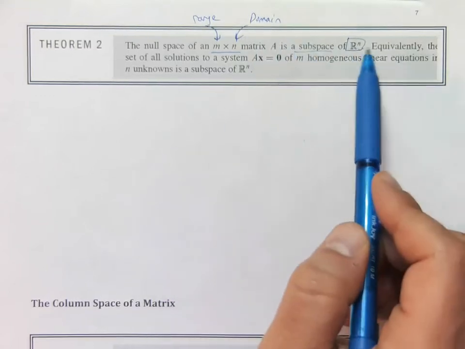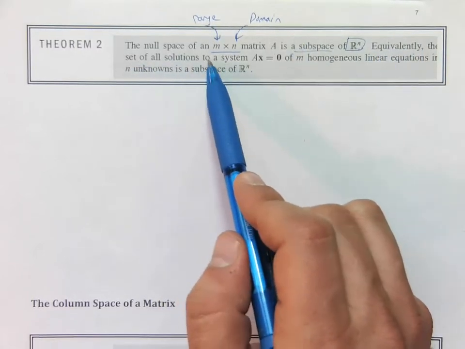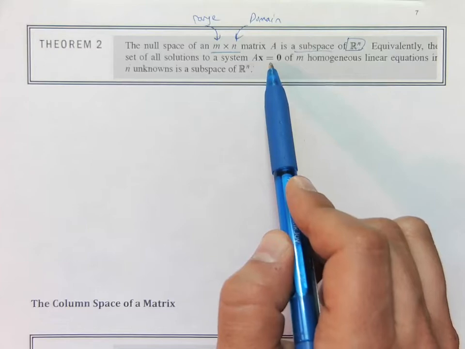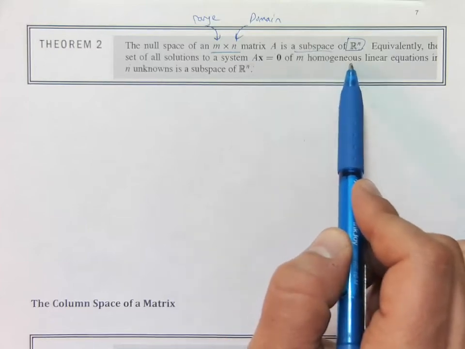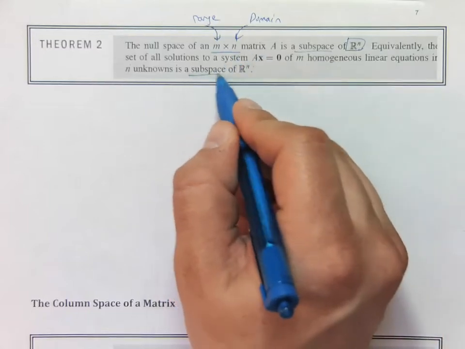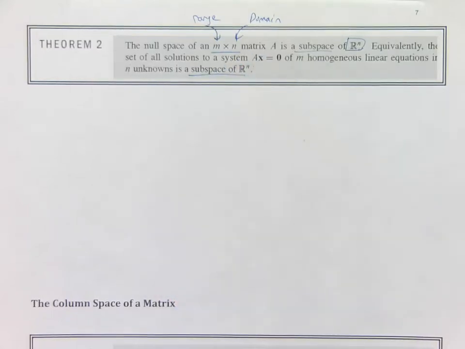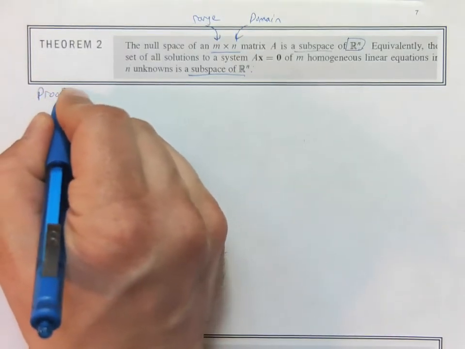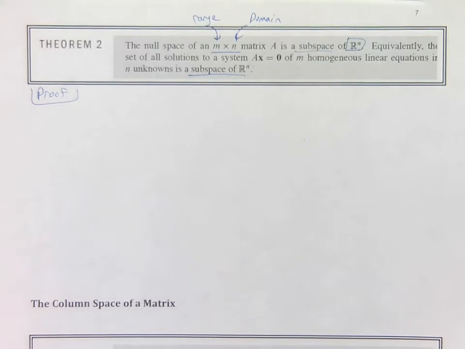The other way to say that is, equivalently, the set of solutions to the system AX equals 0, so all the solutions to this system of m homogeneous linear equations in n unknowns, is a subspace of Rn. So again, it's saying that the null space is a subspace of Rn. And I'd like to prove that real quick. Let's show that the null space is actually a subspace of Rn.